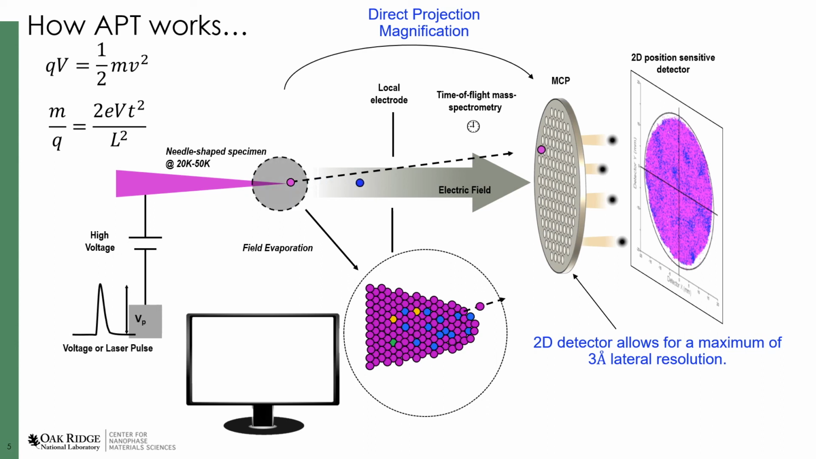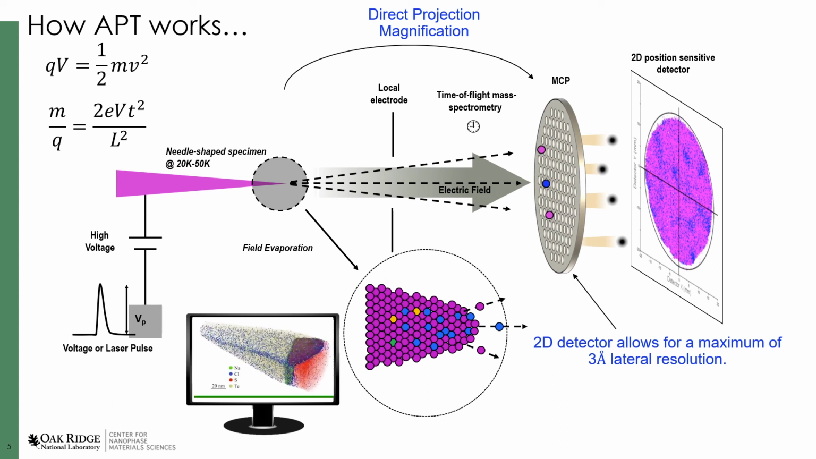The difference in timing of these two events gives us our time of flight that can then be changed into a mass to charge ratio. This is how we identify elements in our material. Elements that evaporate from the center of the needle end up hitting the center of the detector, and elements that evaporate from the edge of the needle end up hitting the edge of the detector. We then use this data from the detector and a computer algorithm in order to reconstruct our material in 3 dimensions.